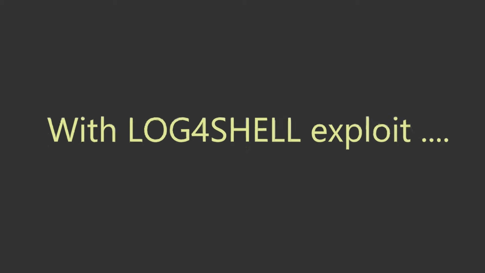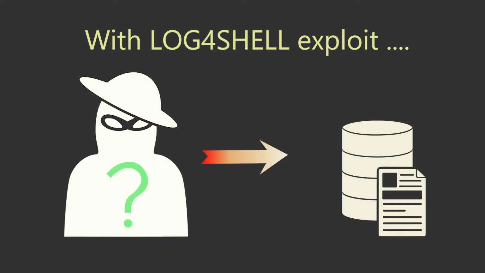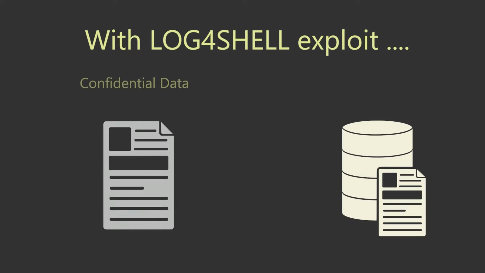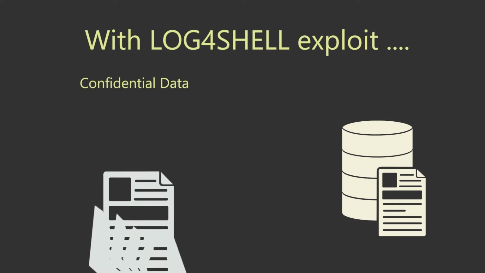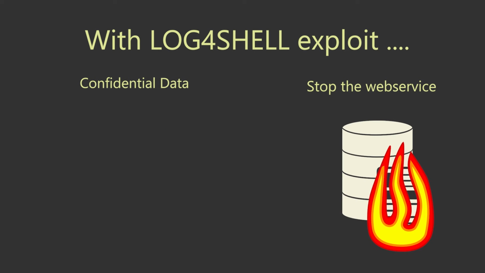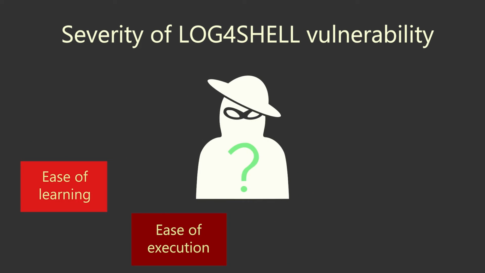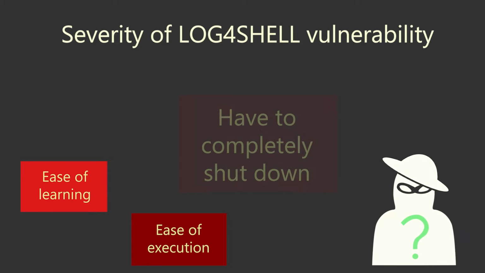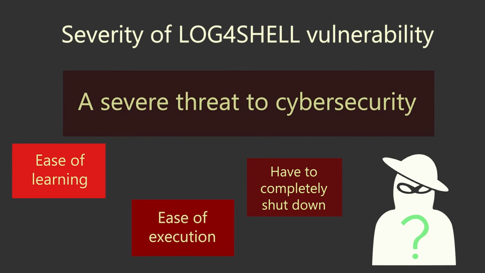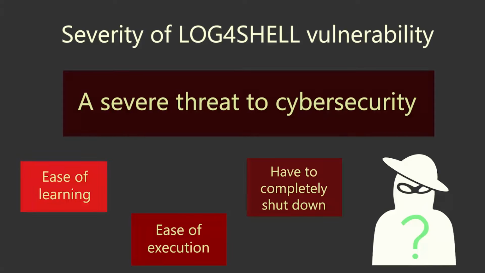With the Log4Shell exploit, the hacker will be able to remotely exert control over any web service, where he can read confidential data or stop the service from functioning completely. The severity of the Log4Shell vulnerability comes from the relative ease of learning and execution of it, making it a popular choice among malicious cyber attack groups. In many cases, the only viable solution to a Log4Shell attack is to completely shut down the web service. That, coupled with its relatively easy execution, makes it a deadly combo of a vulnerability.